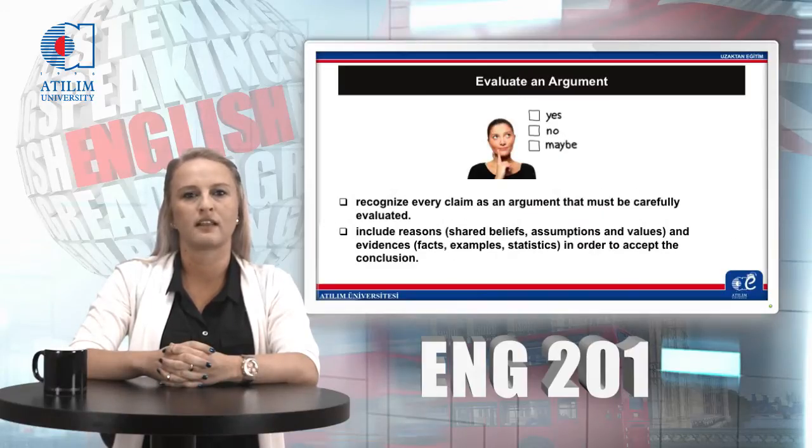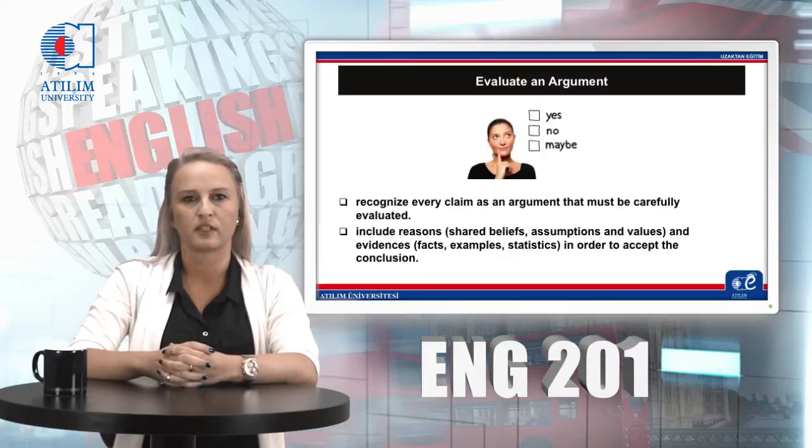Evaluating an argument is the last step of critical reading, which means testing the logic of a text as well as its credibility and emotional impact. When reading a text, you shouldn't accept anything on face value, but recognize every claim as an argument that must be carefully evaluated. When you evaluate an argument, you are concerned with the process of reasoning as well as its truthfulness. In an argument, there is claim, which means an idea, an opinion, a judgment, or a point of view that the writer wants you to accept.